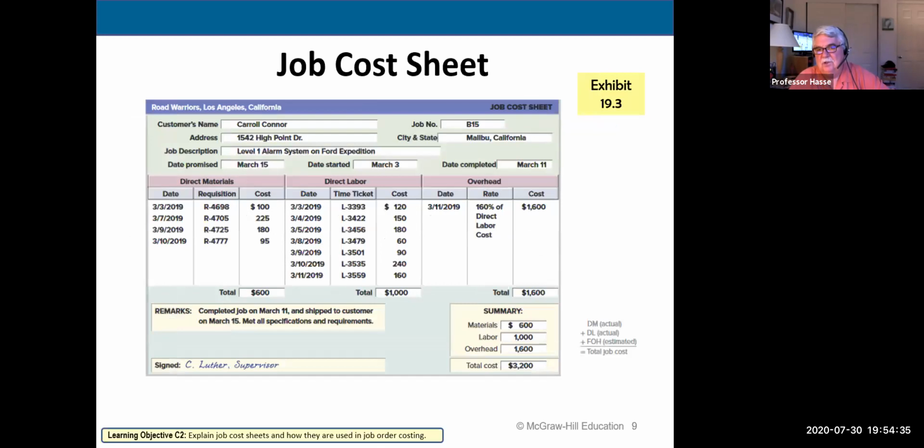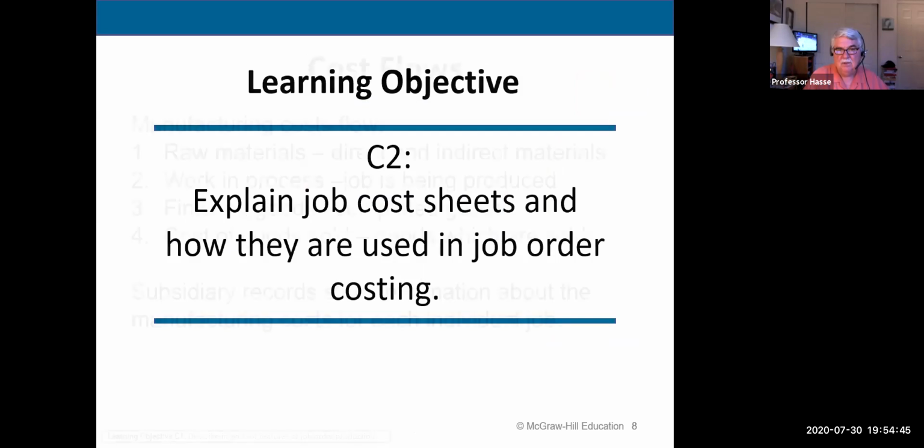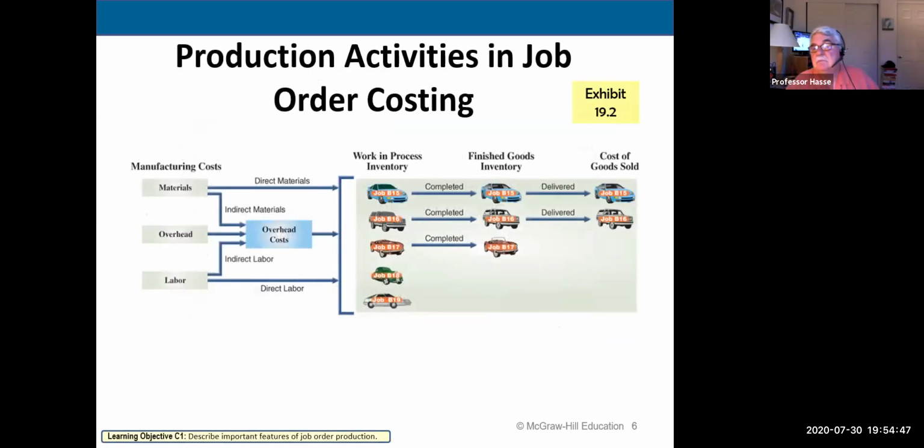Chapter 19 goes into long, drawn-out things about keeping track of all this, but you do not have to be familiar with that. All you need to know is how this all works and the definitions. So if I go to Cynthia and Blanca and Andrew and say, okay, what are the 3 types of production costs? Materials, labor, overhead. Those are the 3 types of production costs.